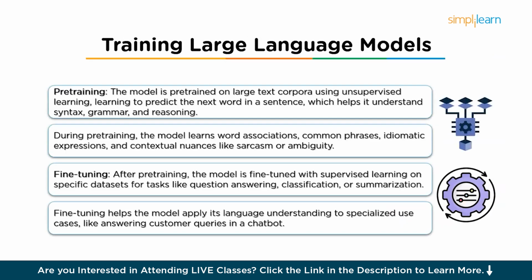And the next step is training large language models, where we have pre-training, where the model is first pre-trained on vast text data, which is a process known as unsupervised learning. In this phase, the model learns to predict the next word in a sentence. During pre-training, the model develops a deep understanding of how language works by looking at the relationships between words, phrases, and sentences. And then we have fine-tuning.